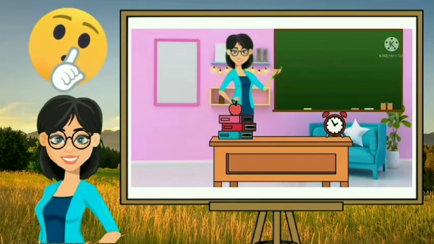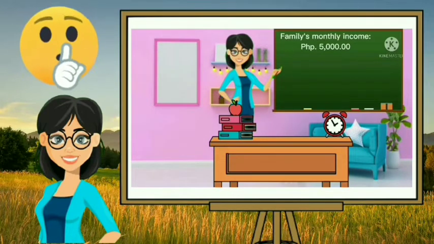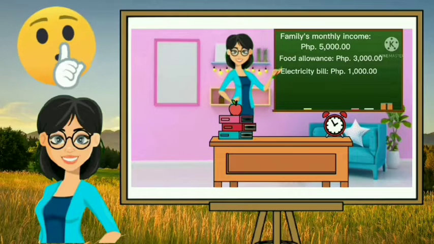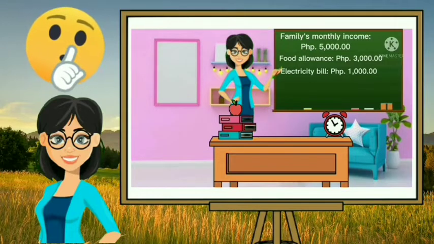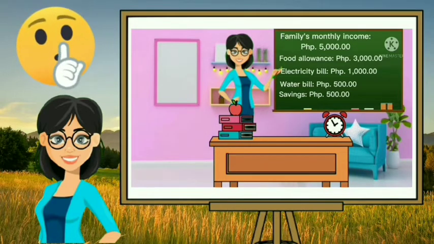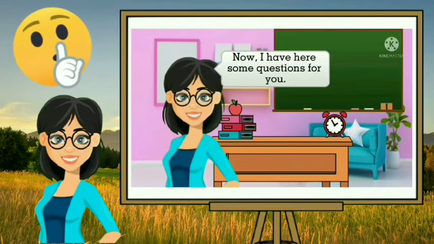Alright, let's say your family's monthly income is 5,000 pesos. Food allowance is 3,000 pesos. Electricity bill is 1,000 pesos. Water bill is 500 pesos. And savings is 500 pesos also. Now, I have here some questions for you.